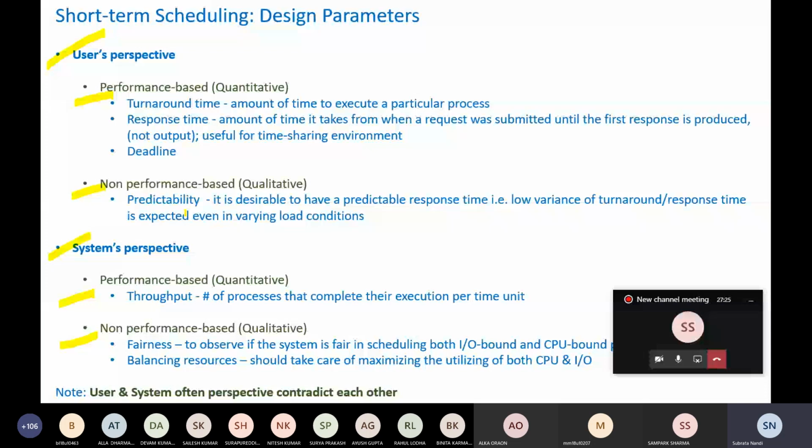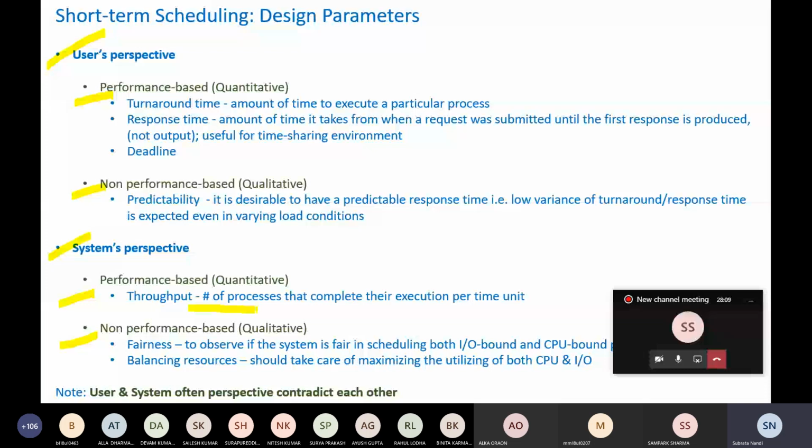Maybe the system administrator is not bothered about how a particular specific user feels about his response time or turnaround time. Rather, it is more important to him to maximize the throughput of the system. So if he finds that on average per second, say 2 or 3 processes get completed, and even if some process which is maybe CPU bound is waiting for hours after hours, he is not bothered. He is basically interested in maximizing throughput.